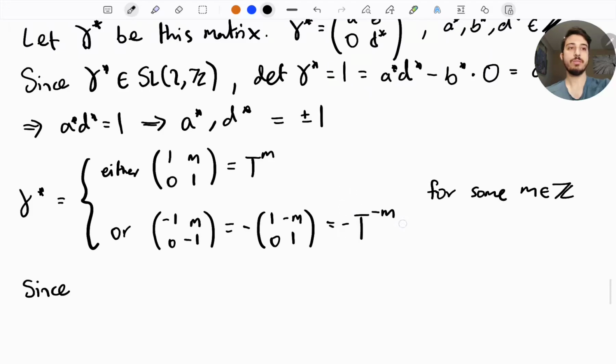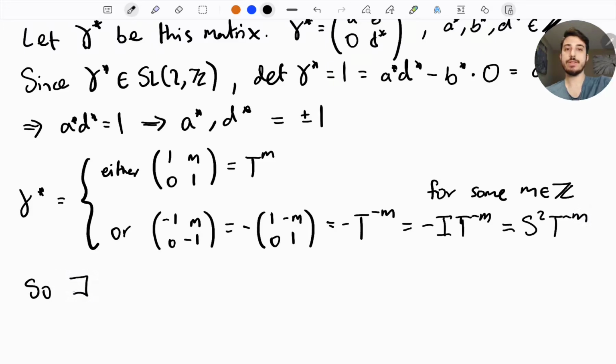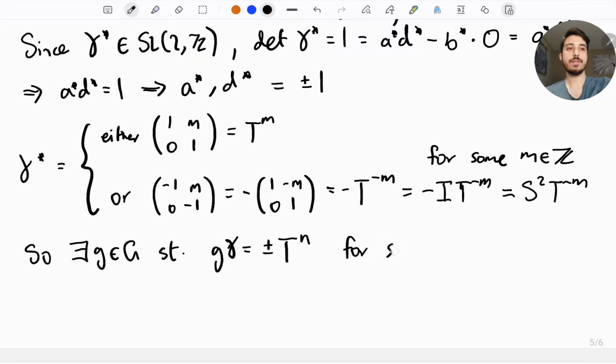So this could be equal to minus I times t to the minus m. And I times any matrix, since it's the identity matrix, we can just put the I there, no problem. And that is equal to S squared t to the minus m. So there exists a g in G such that G times gamma is equal to plus or minus t to the n for some n in Z.